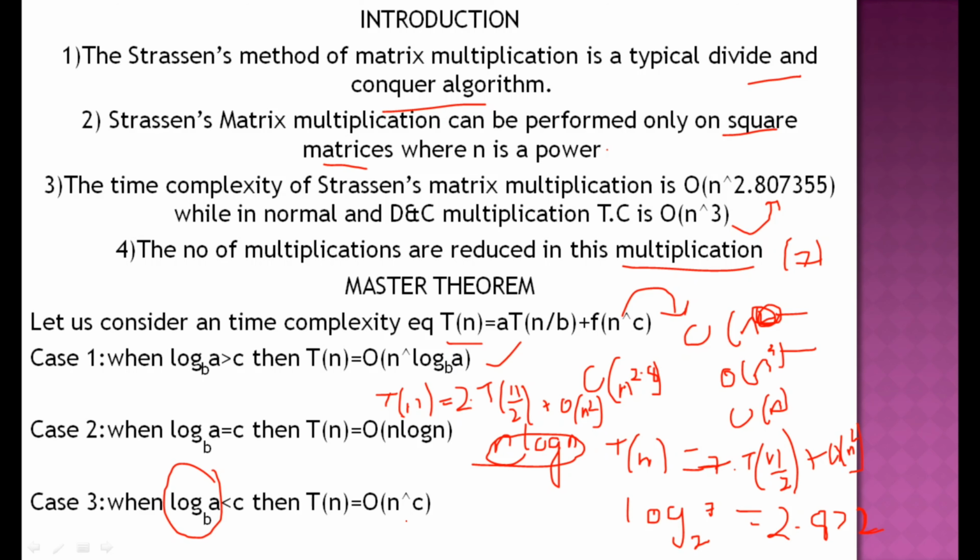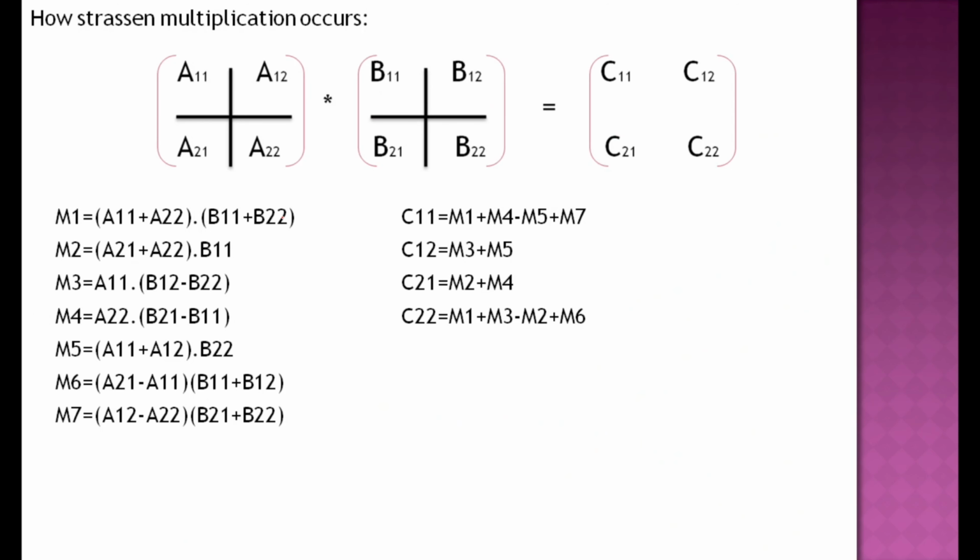Next, let us discuss Strassen's matrix multiplication. Here there are two matrices A and B. They are subdivided into four parts. So the result is stored in C. Here M1 is equal to the diagonal part addition, this and this addition: (a11 + a22) into (b11 + b22). This is the first multiplication.